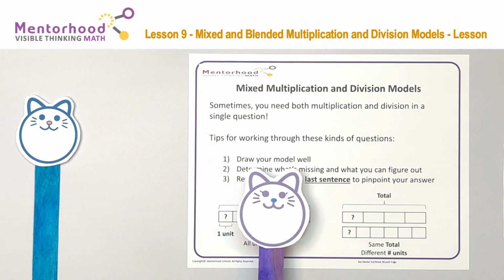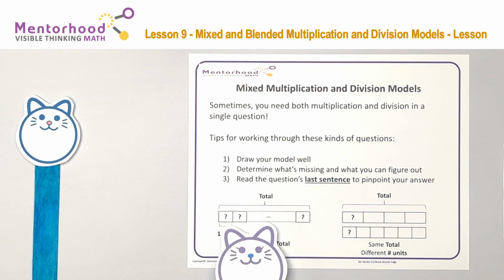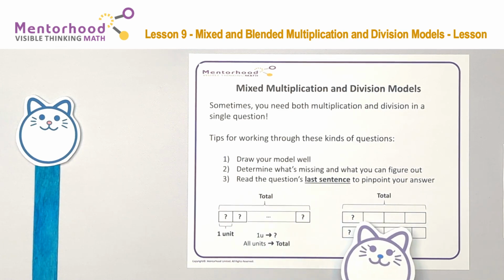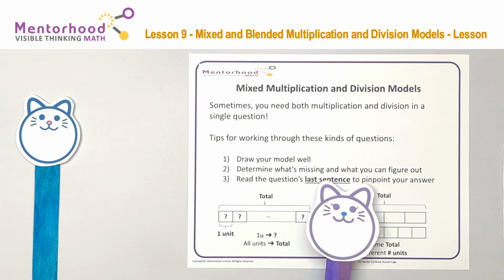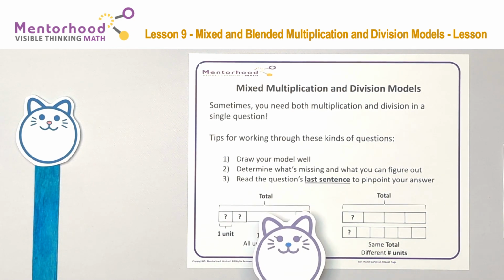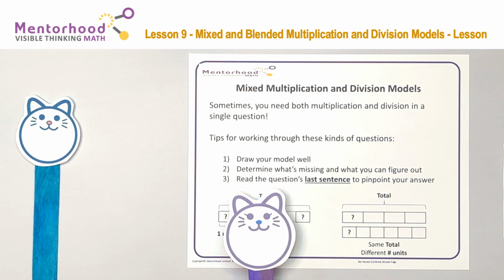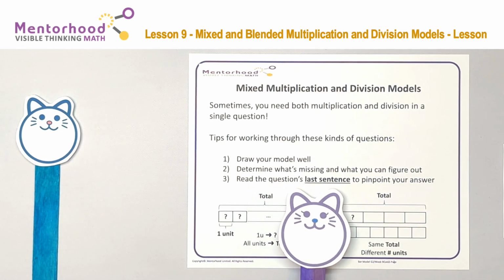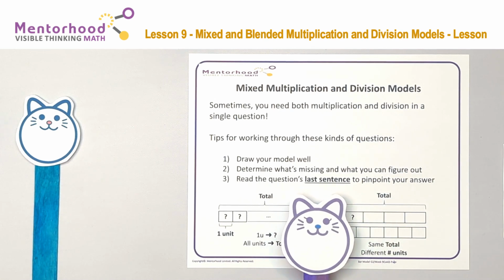We have to draw a really good model. That way, we can see where the groups are. We can see how the multiplication happens with all the groups, or how the division happens with dividing it into groups. We can easily see what's missing and what we have to figure out. And it's very important to read the question's last sentence to determine exactly what the question is asking for.